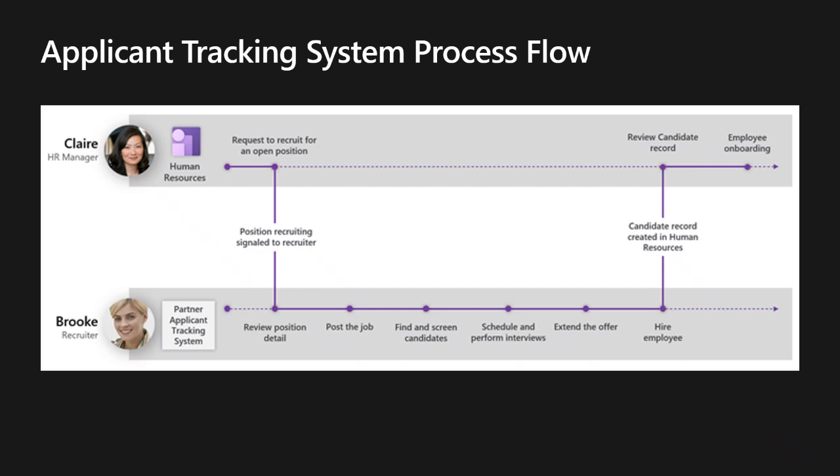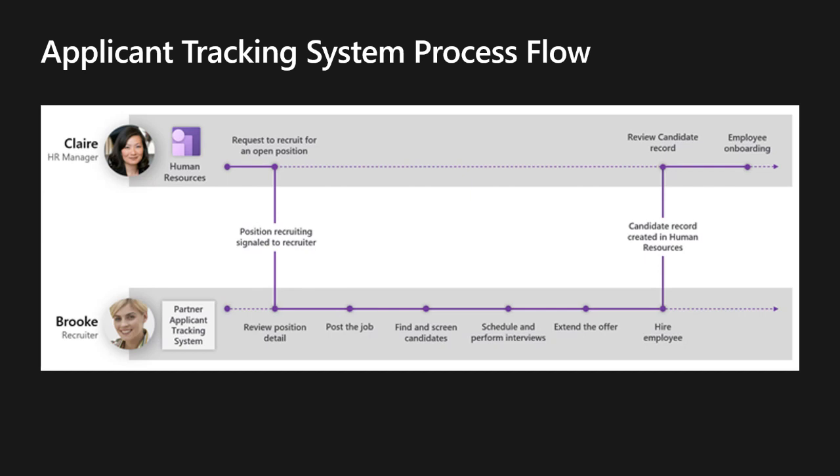In that applicant tracking system, the recruiter will use the functionality of that system to review the position details, post that job out to various job boards. They'll find and screen candidates, schedule and perform interviews, extend the offer, and finally, they'll mark a candidate as ready to hire when a decision has been made.